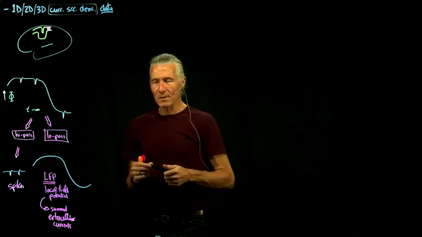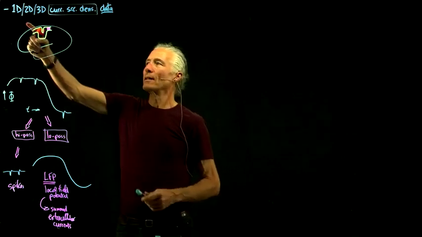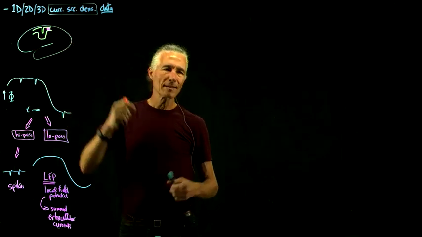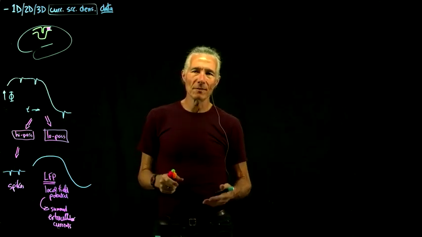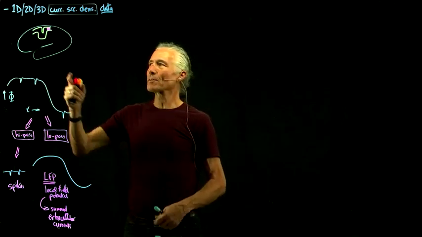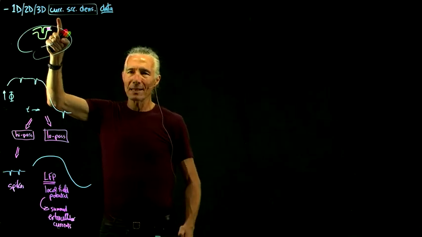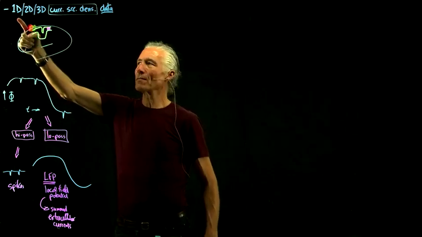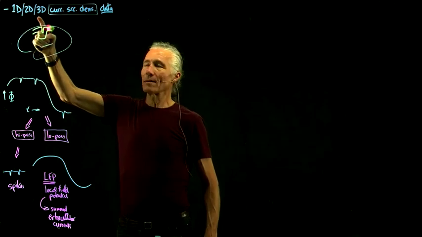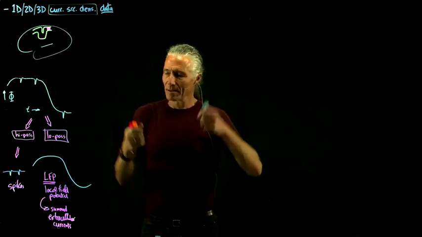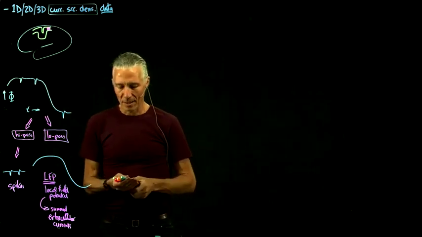So let's go to a little chunk of the brain, and we'll start off with a 1D current source density. The way you estimate current source density is with the Laplacian, which is a second spatial derivative. But don't confuse that with the dimension that you're doing this Laplacian in. You can do a second spatial derivative of a one-dimensional set of data, or a two-dimensional set, or a three-dimensional set. So we'll start off talking about a one-dimensional current source density calculation.